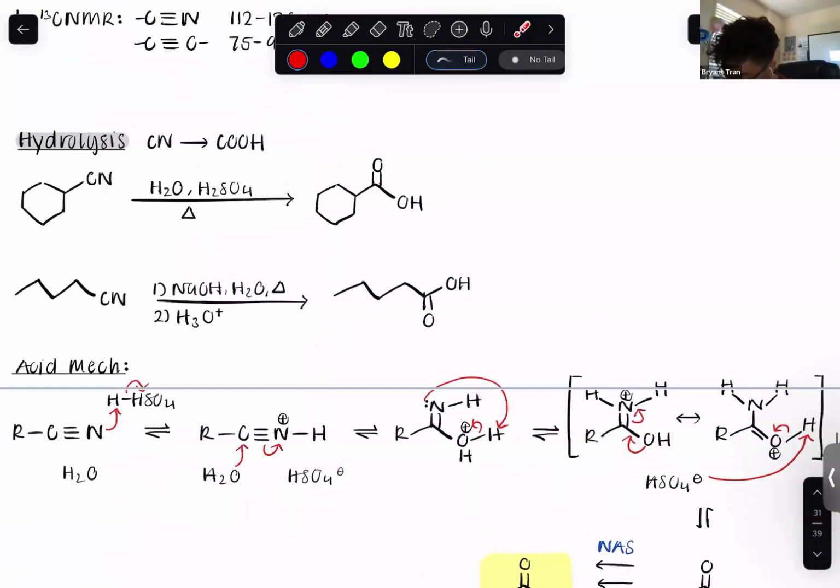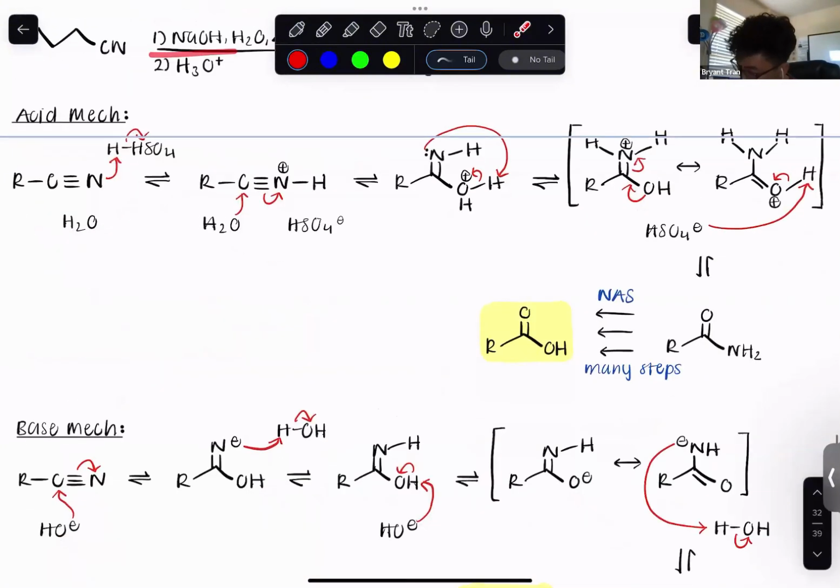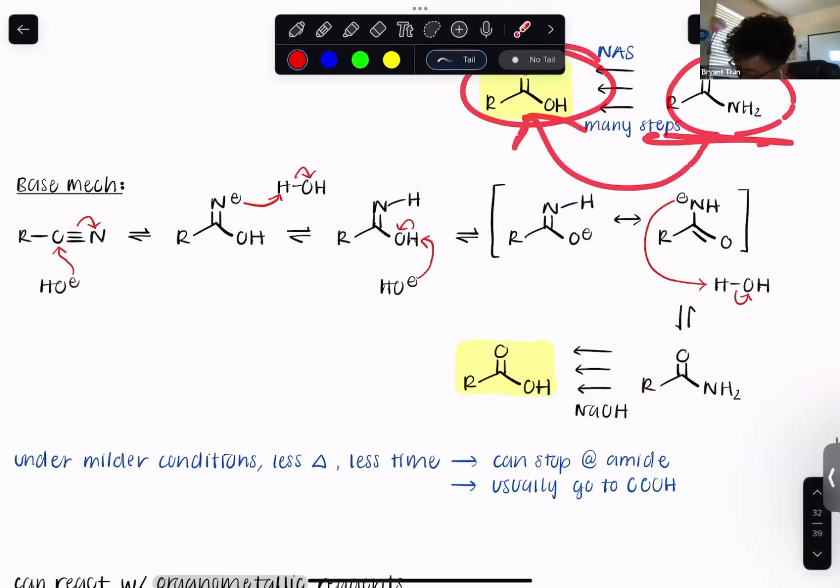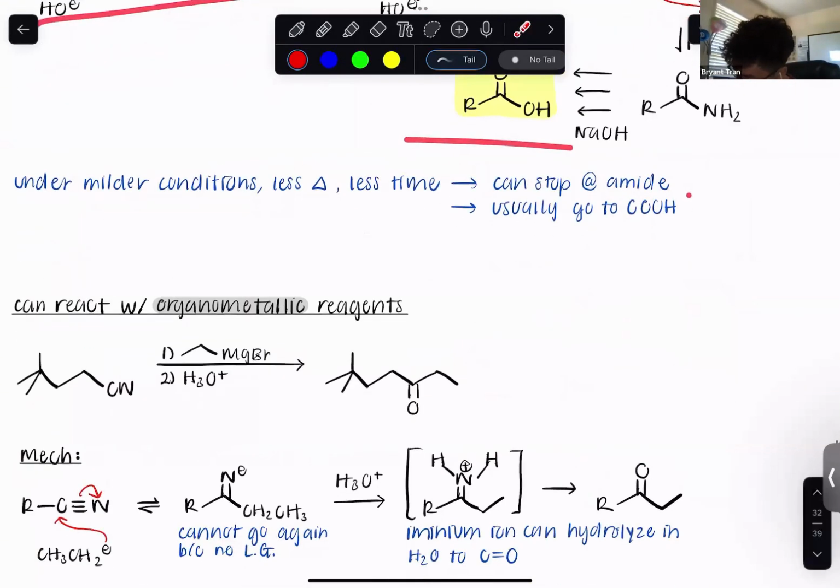we could do hydrolysis, right? Where the carbon of the nitrile here is going to be the carbon of the carboxylic acid in acidic conditions or basic conditions. The mechanism is pretty long, right? You're going to first get to the amide, and then once you get to the amide, you do hydrolysis again to hydrolyze the amide into the carboxylic acid. Same here in basic conditions.